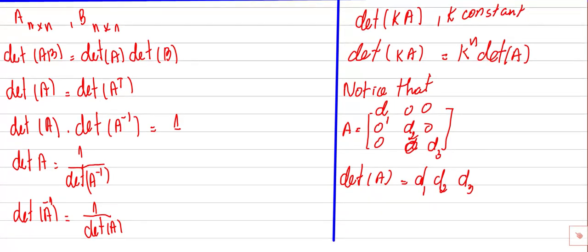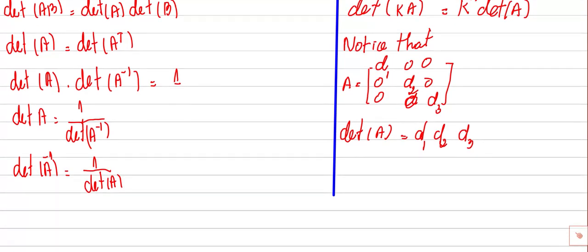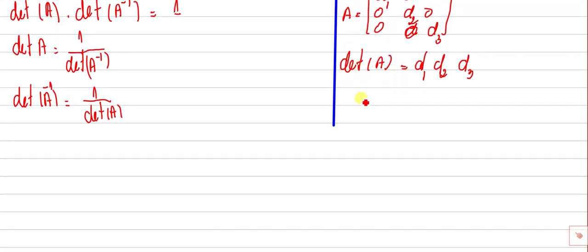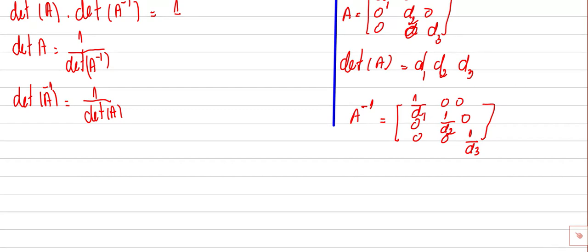And about the inverse of A, I write A power minus 1 is equal to 1 over D1, 0, 0, 0, 1 over D2, 0, and 0, 0, 1 over D3. This is the inverse matrix of a diagonal matrix.